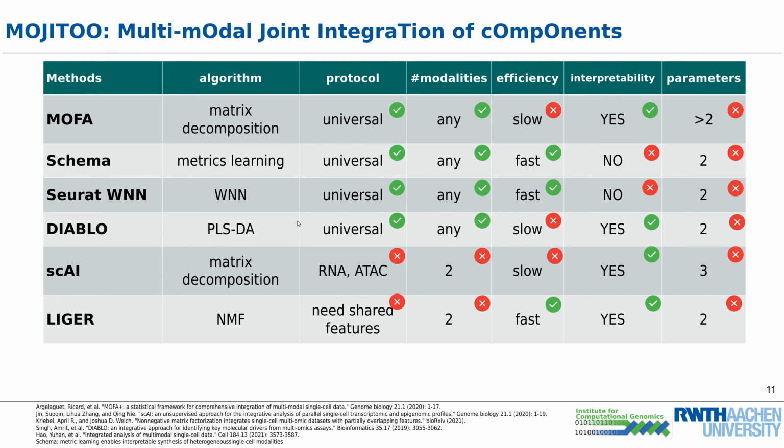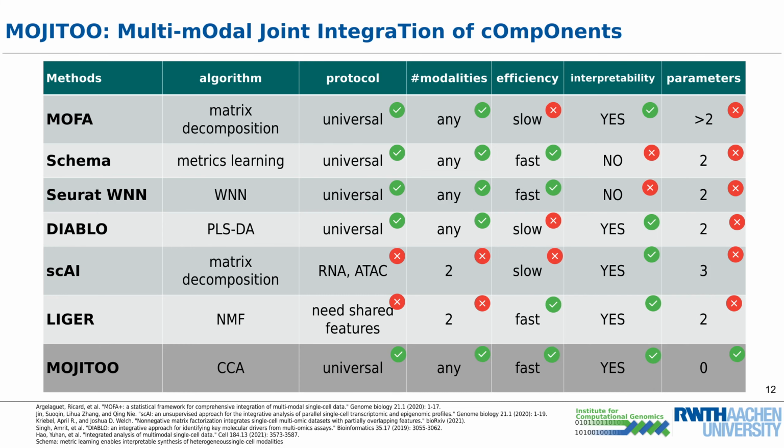So we propose MOJITOO, which is based on canonical correlation analysis. It is universal, and can work on any kind of modality. And it is a simple method, really fast to run. And it is also interpretable. On top of that, it is parameter free, meaning no prior assumption for the input.